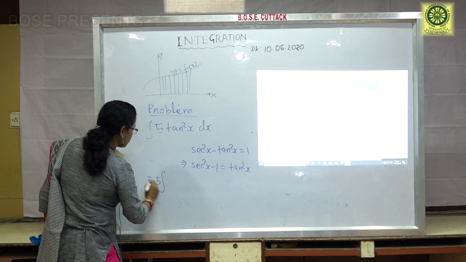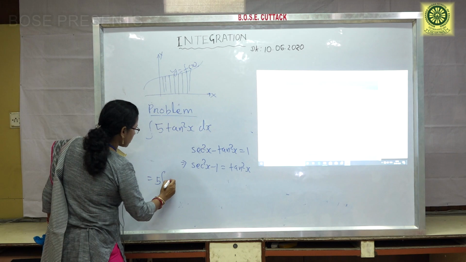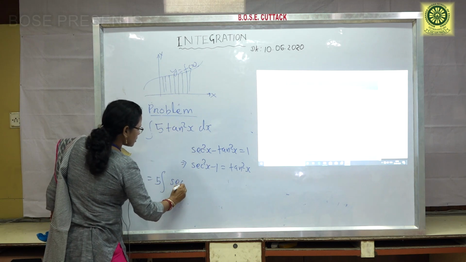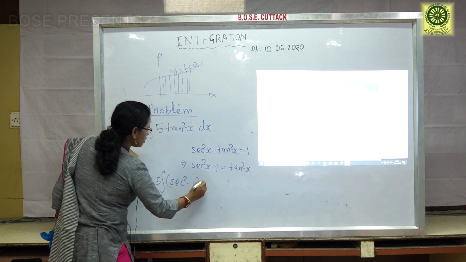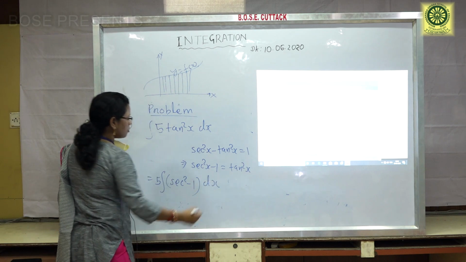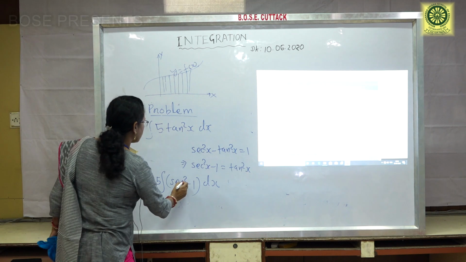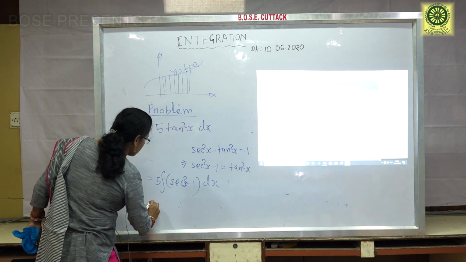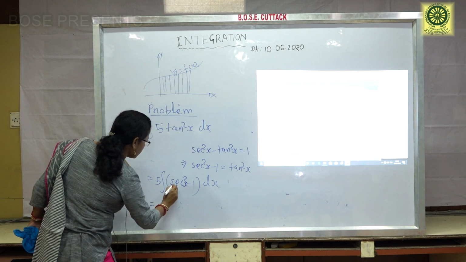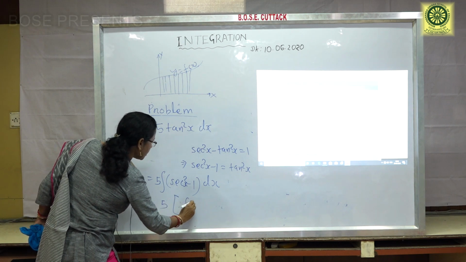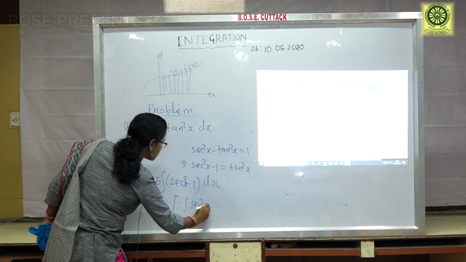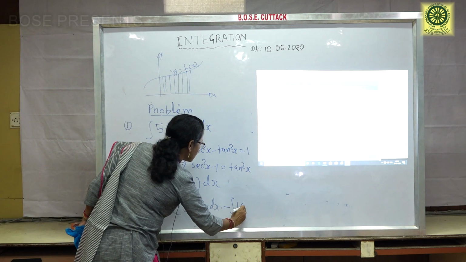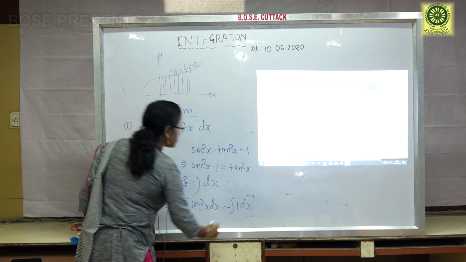Just take 5 out of the integral sign. Then replace tan square x by sec square x minus 1. Then you have to integrate sec square x minus 1 with respect to x. Our next step is 5 into the integral of sec square x with respect to x minus the integral of 1 with respect to x.